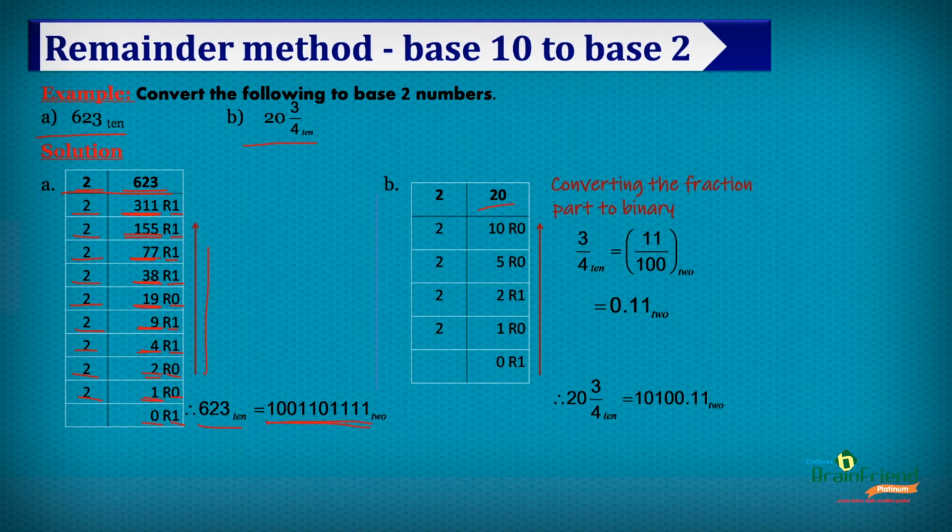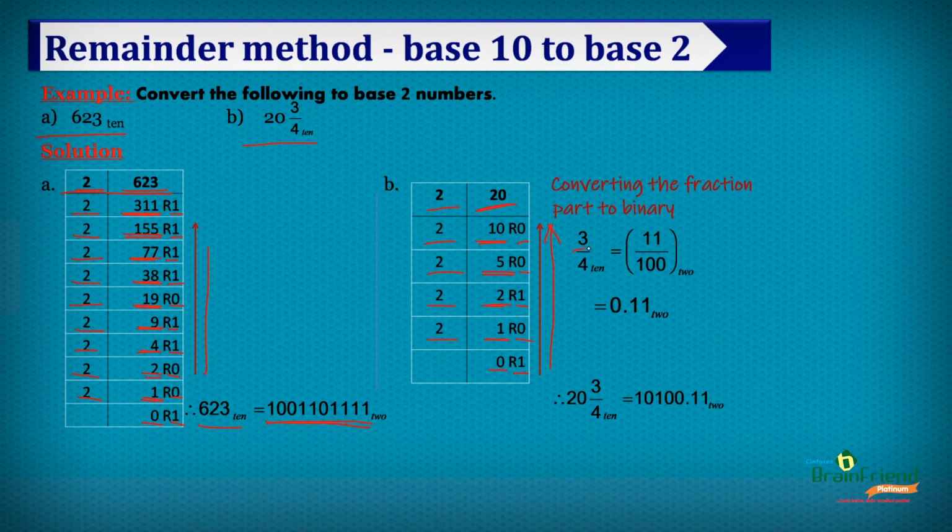Now, 20 divided by 2 gives us 10, remainder 0. 10 divided by 2 gives us 5, remainder 0. And 5 divided by 2 gives us 2, remainder 1. 2 divided by 2 gives us 1, remainder 0. And 1 divided by 2 gives us 0, remainder 1. So we list our numbers in this direction. But before we do that, we have to consider the fractional part.